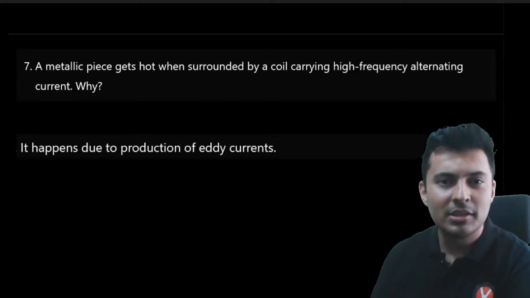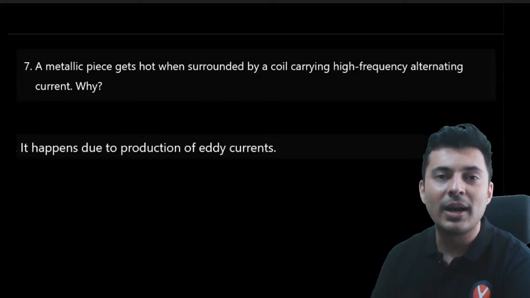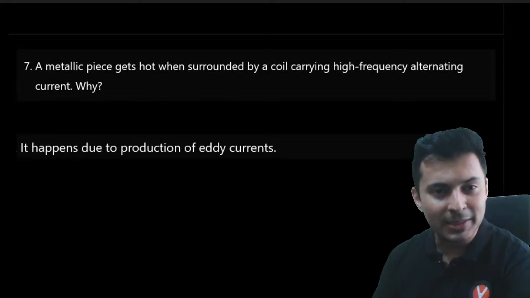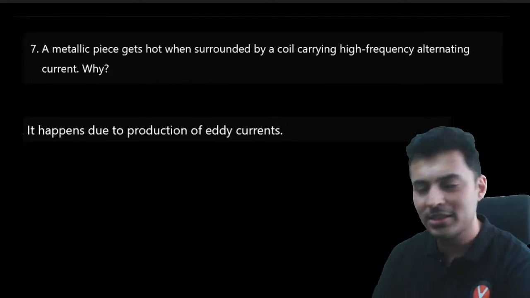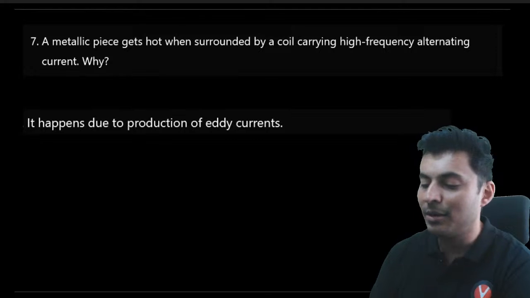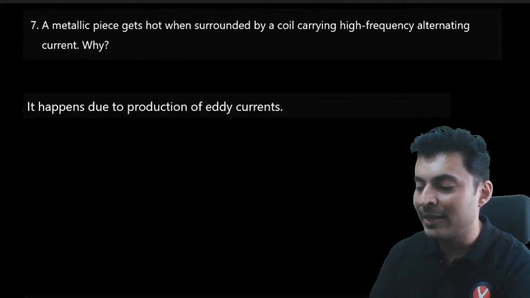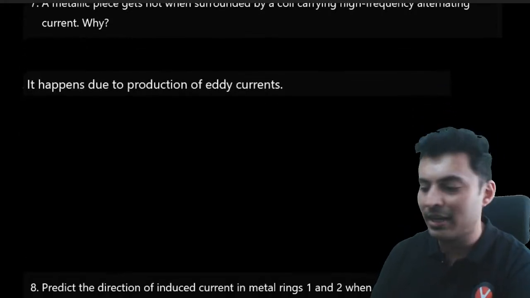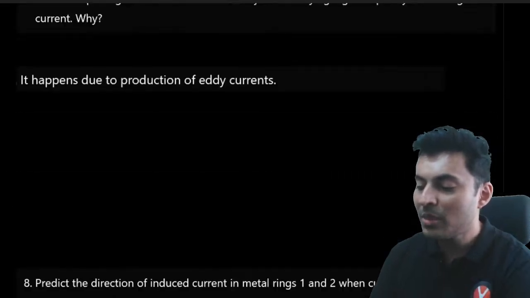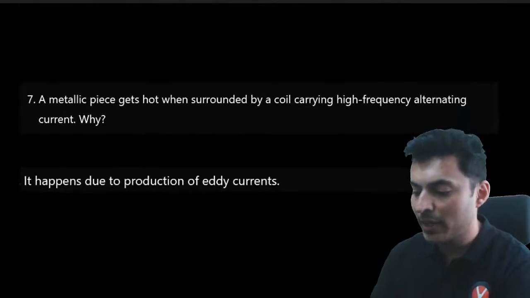And they produce heat by I squared R joule heating, and that heat is completely lost. So that is why a metallic piece gets hot when you have varying magnetic fields due to varying currents and all of that. Is that okay?